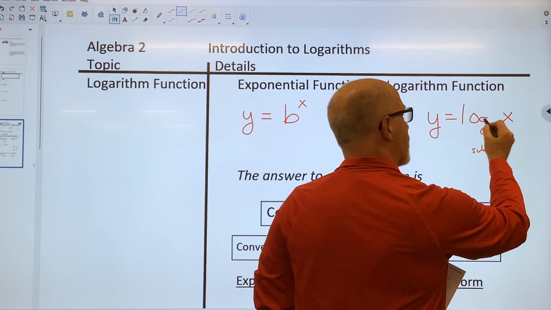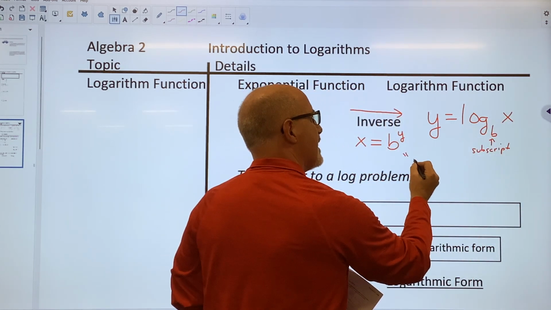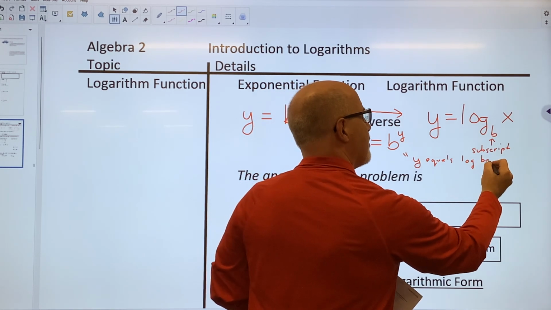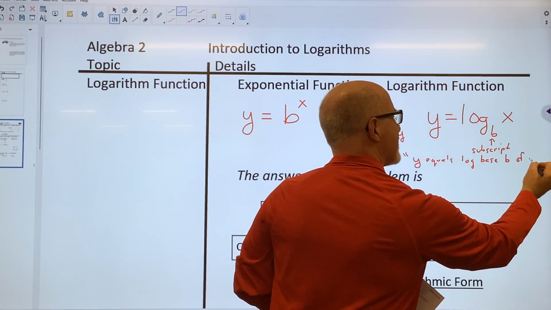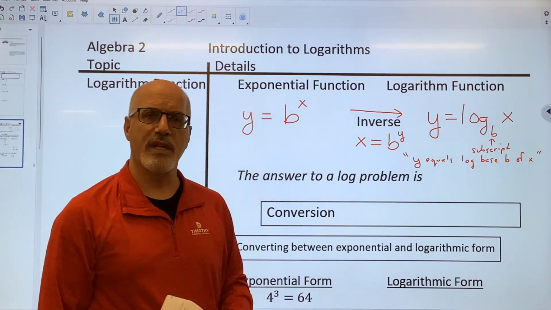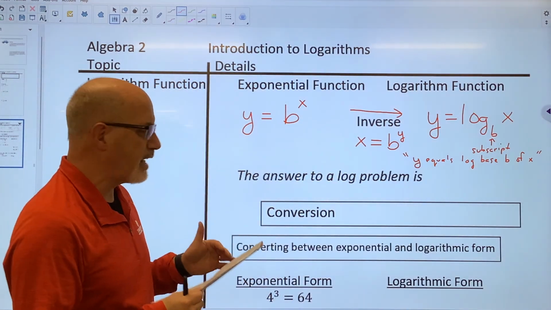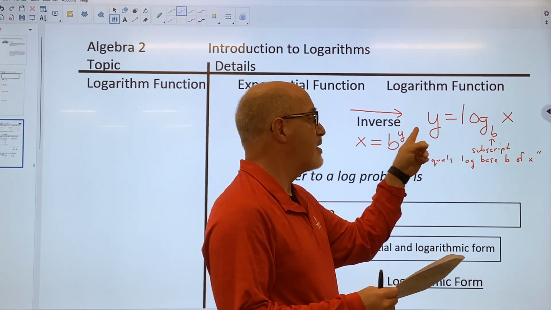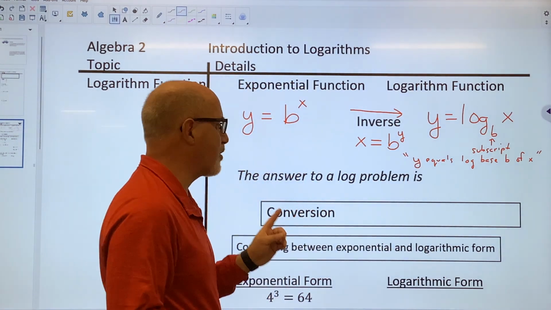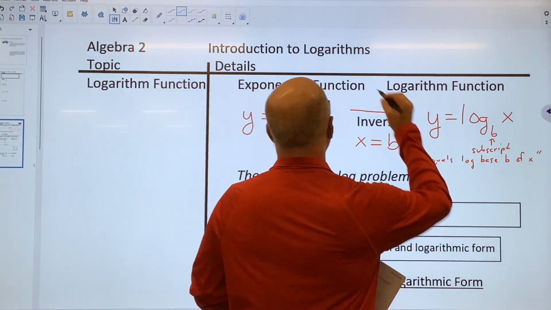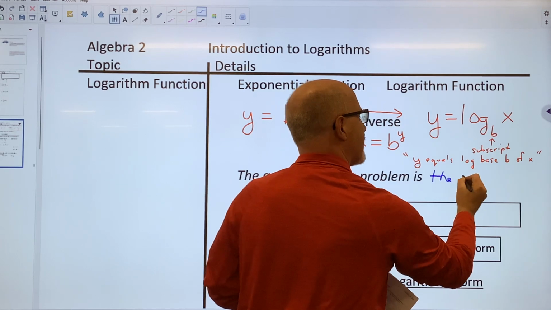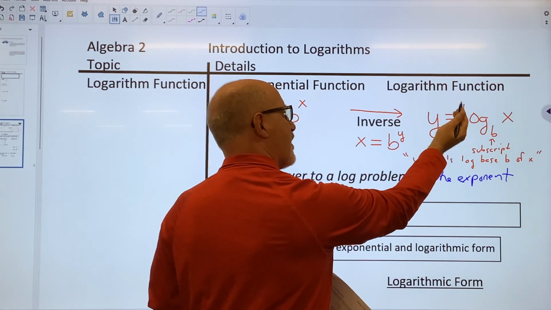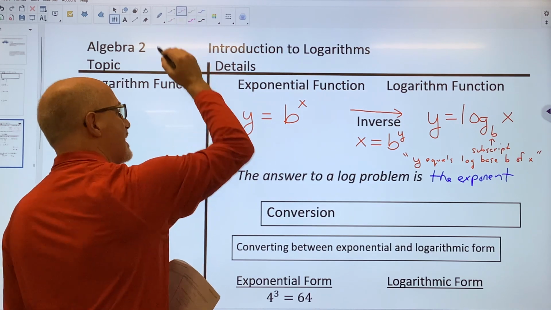And then we put the x in here. So log base b of x. The way that this is read is y equals log base b of x. That is the notation we use, and that's how you read the notation. Now, notice that from this form, the answer to that log problem is the exponent. So what you want to recognize as a big idea for a logarithm is the answer to a log problem is the exponent. So whenever we do these problems, when you get on the other side of the equals from the log, you'll get the exponent as the answer to it.